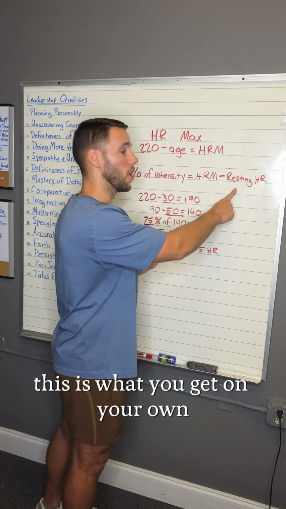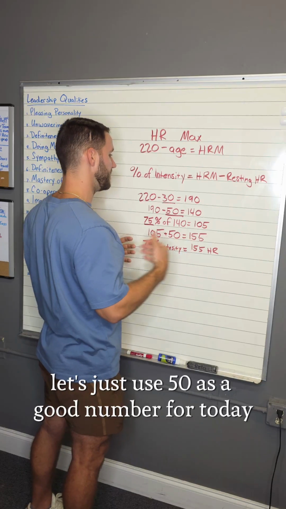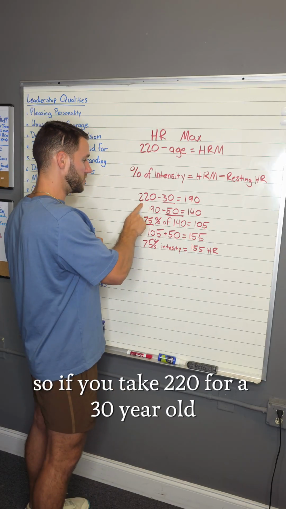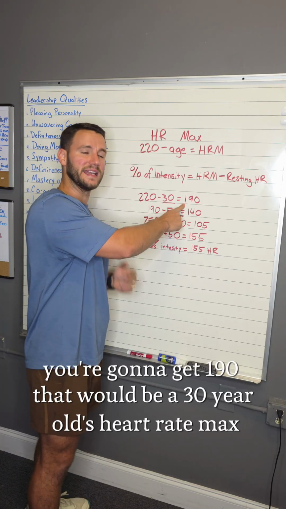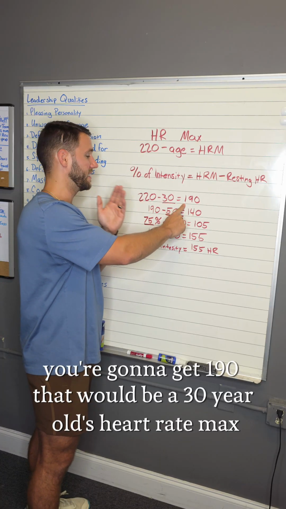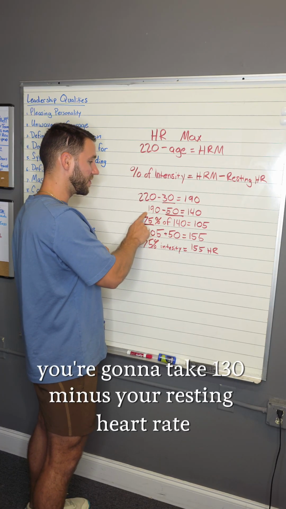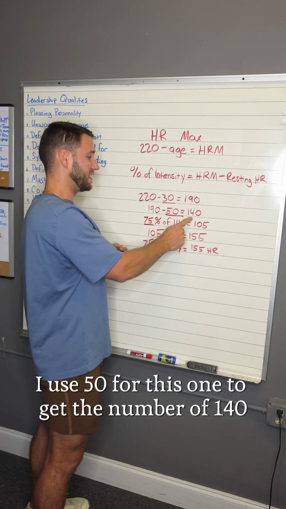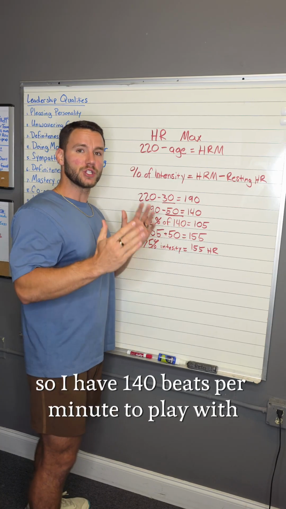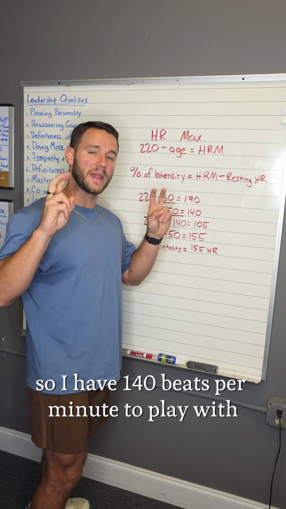This is what you get on your own. Let's just use 50 as a good number for today. So if you take 220 for a 30-year-old, you subtract 30, you're going to get 190. That would be a 30-year-old's heart rate max. You're going to take 190 minus your resting heart rate. I use 50 for this one to get the number of 140. So I have 140 beats per minute to play with, if you will.